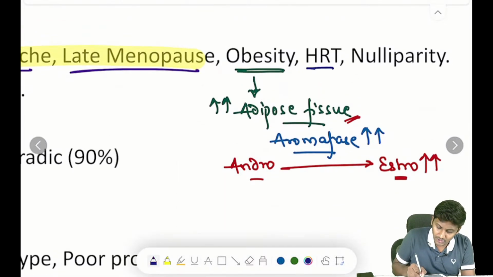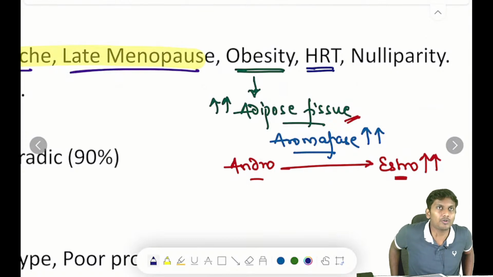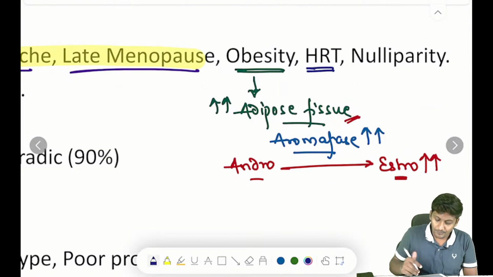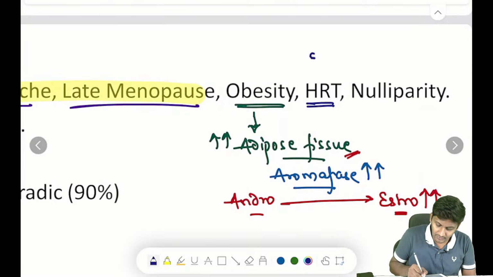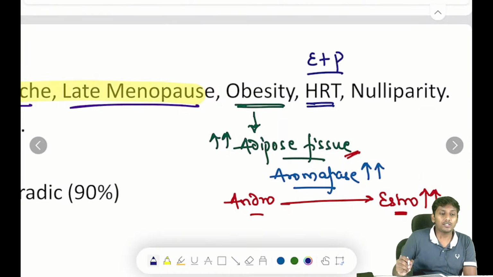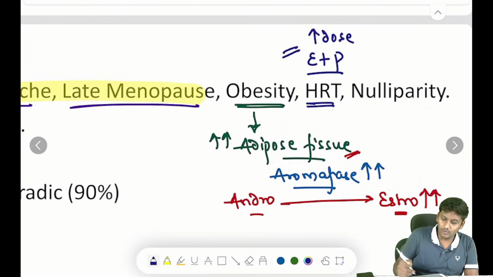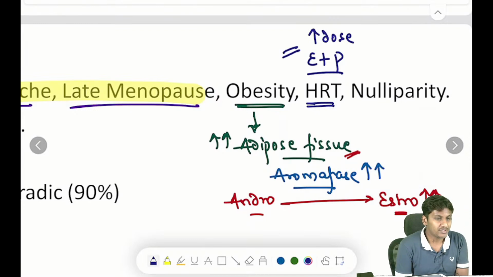Next is HRT. What is HRT? Hormone replacement therapy. Usually in menopausal females, we can give hormone replacement therapy. In hormone replacement therapy we give estrogen as well as progesterone. But high doses or low doses? Definitely, please remember, we give high doses of estrogen and progesterone. So that is important to be remembered.